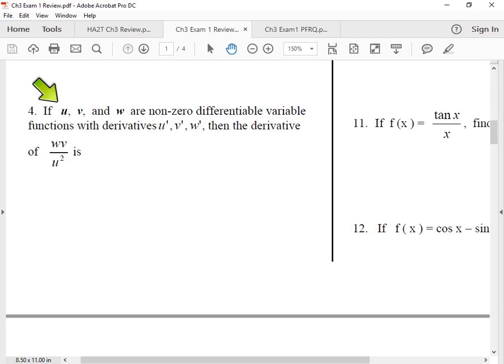So if you treat u, v, and w like functions, and their derivatives are u prime, v prime, w prime, then what's the derivative of this? If you were trying to take the derivative of this, you would have to do the product rule for the top, and then you'd have to do the quotient rule for this whole thing. Actually, I'm going to start with the quotient rule and do the product rule inside the quotient rule.